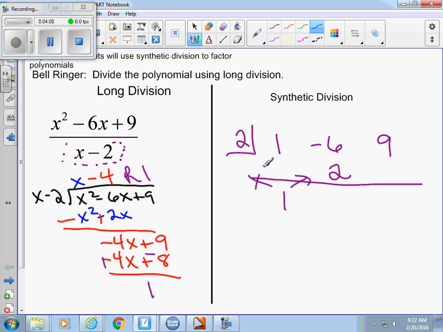And then your step is to always add down. So I added 1 down, multiplied, put it here. Add down. What's negative 6 plus 2? So add down, multiply. Negative 2 times negative 4 is negative 8. Add down. The last number I'm going to put in a box because it is the remainder. These are the coefficients of your answer, the quotient.